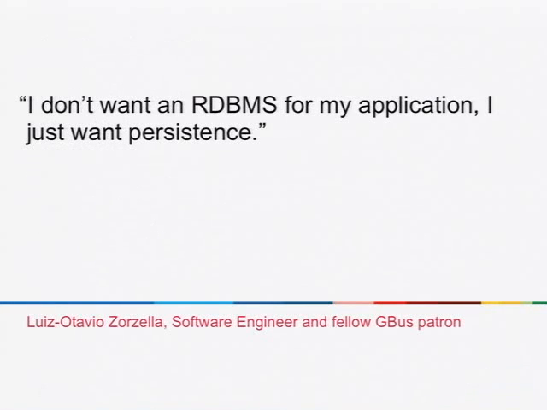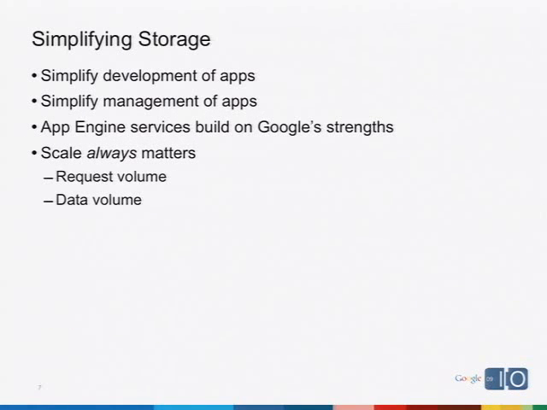So here's a quote from my friend Z, who I sometimes ride the Google bus with up to San Francisco. We were talking about App Engine one day, and I was describing the Datastore to him, and he said, "I don't want a relational database for my application. I just want persistence." And now I know not everybody in this room is going to agree with that sentiment, and it makes sense that some people will agree and some people don't. But I want to say that for those of you that agree with Z, you're going to be really excited about working with the Datastore because it really does simplify things.